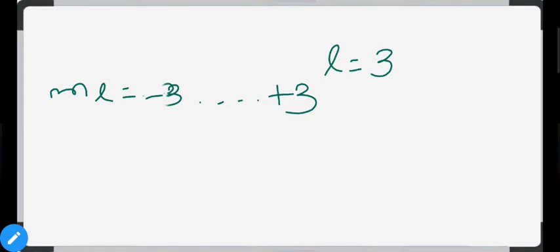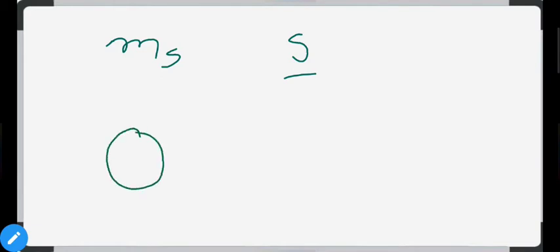And the last one is the spin quantum number MS, or sometimes it is also referred to as S. It represents the spin of the electron. If we assume the electron as a spherical ball-like shape, then electrons are spinning on their axis. Suppose we pass an imaginary axis through this sphere, then this sphere will rotate on this axis just like Earth is rotating on its axis.